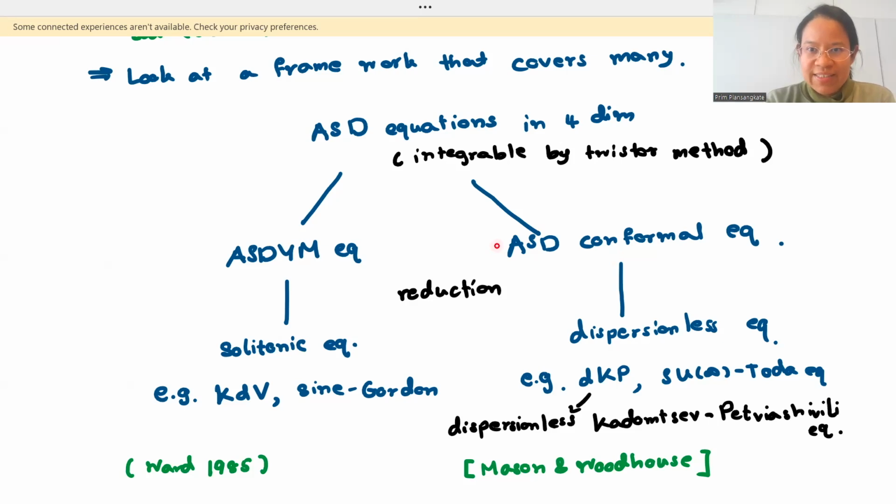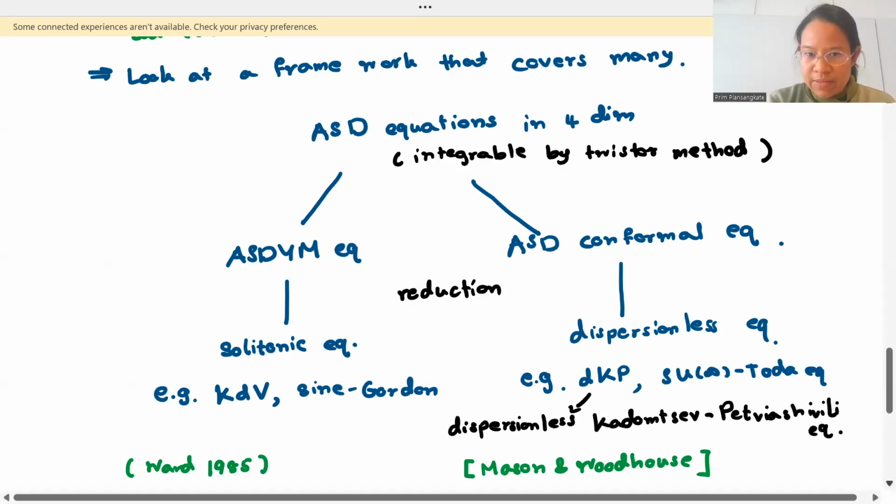Both of these equations are integrable by themselves, integrable by the twistor method. And it turns out that many non-integrable systems in lower dimension can be realized as symmetry reductions of these two equations. So in this lecture, I would like to focus on this side of this diagram. I will be talking about the anti-self-dual Yang-Mills equation.